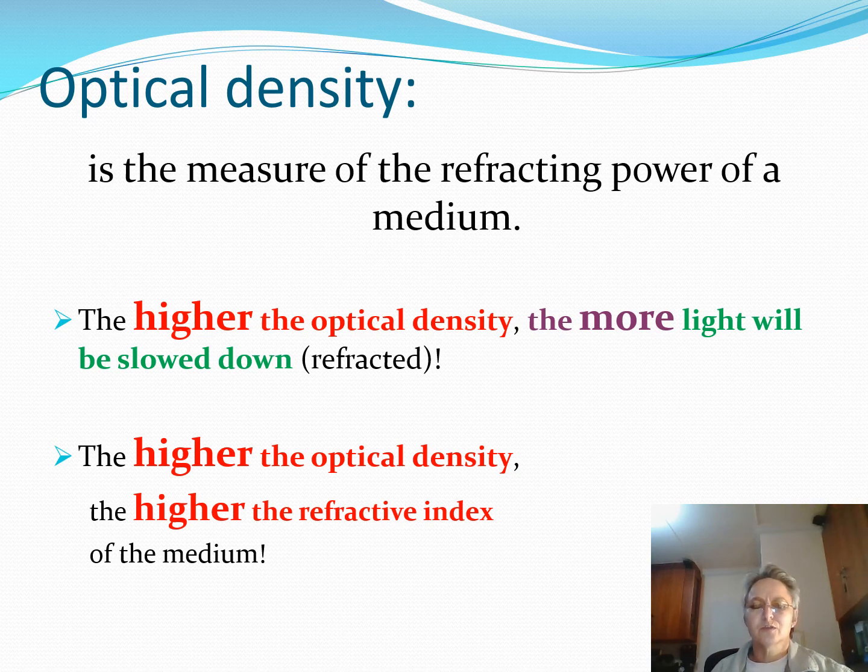So this corresponds to the equation. Refractive index equals the speed of light in a vacuum to the speed of light in a medium. So the higher the refractive index means the higher the optical density, so the slower the light will move through the medium.